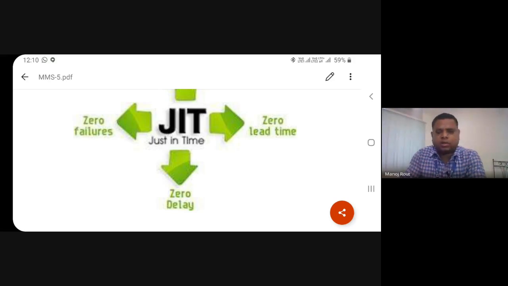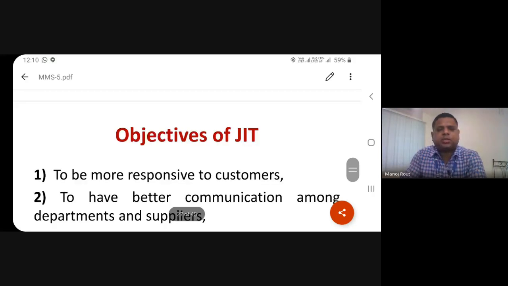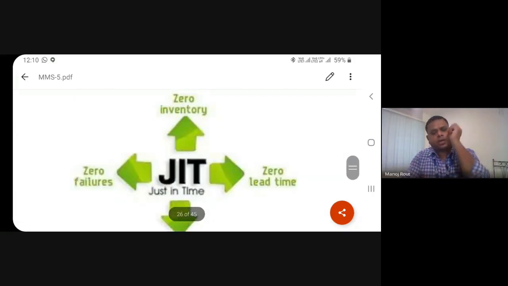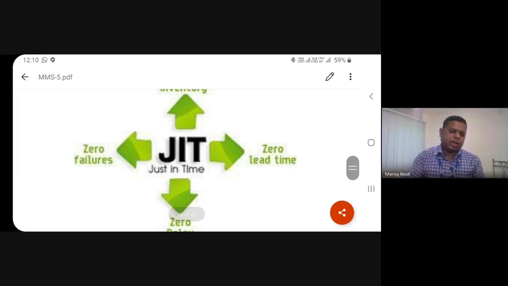The next is zero failures. Whenever you implement the just-in-time concept, suppose you are implementing it in quality and inspection. In that department, they are always alert and find the cause and error of different difficulties directly related to manufacturing operations. Even if they find any kind of difficulty in quality, this directly helps to eliminate failure in the product and enhance the quality of the product also.